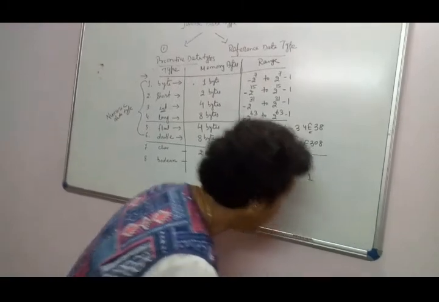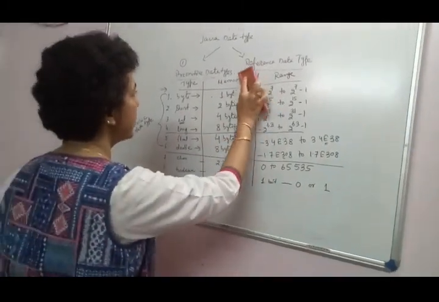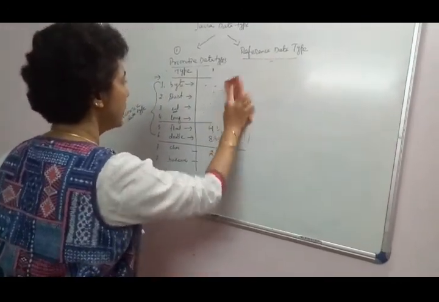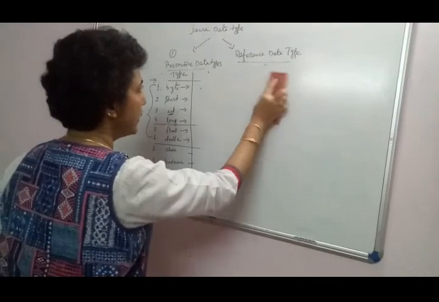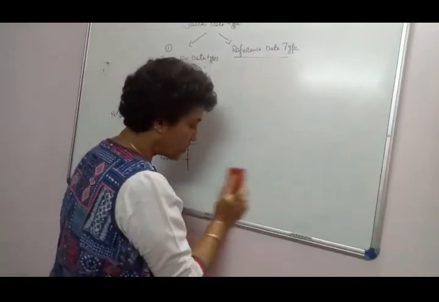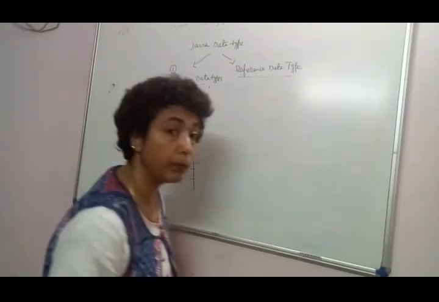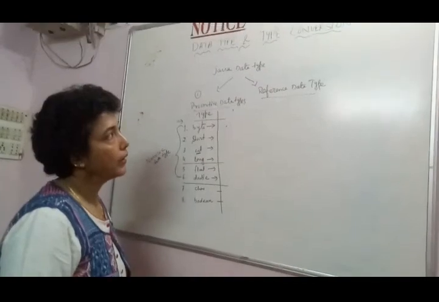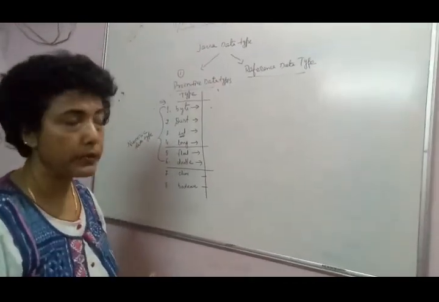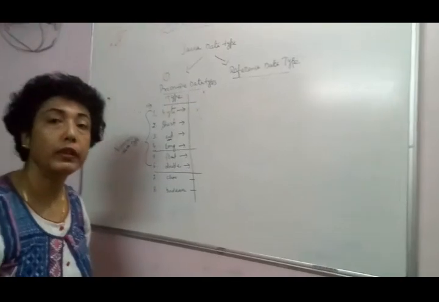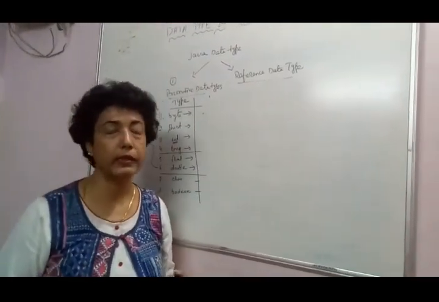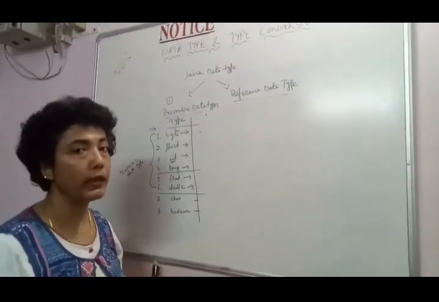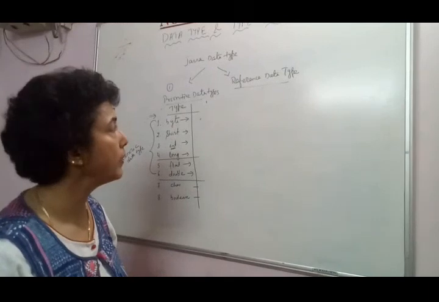Okay, now we'll see the reference data type. Now the reference data types are the user defined data types, also called composite data types. Now they are made up of the primitive data types, right? And they do not use any fixed memory size. They don't have any fixed memory space to occupy. It depends on the types of data types they are taking together and how they are formed.